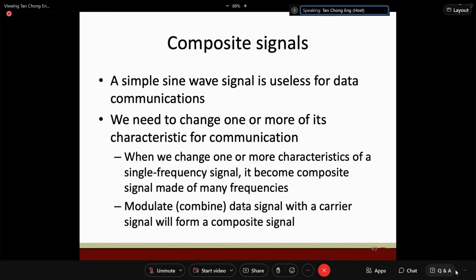And then one way to combine signals together is using a technique called modulation. To modulate is to combine. If you look at what I'm circling, it is the modulation process. It is the process to combine two signals together to produce a composite signal. So always remember, a composite signal consists of more than one signal that is blended together. That is what we call a composite signal.